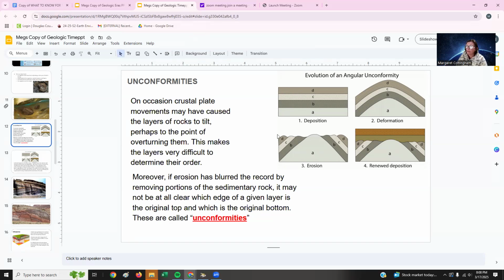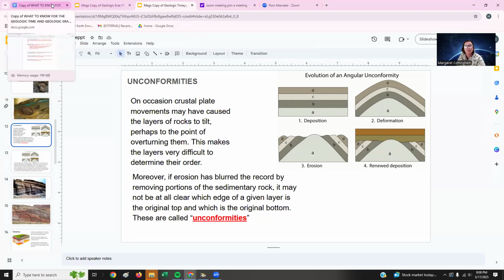So now you've got erosion, typically shown by a squiggly, uneven line. And then you can have intrusions, or you can have more rock layers on top of the erosion. These are all different types of unconformities, and you'll need to know the definition of unconformity.